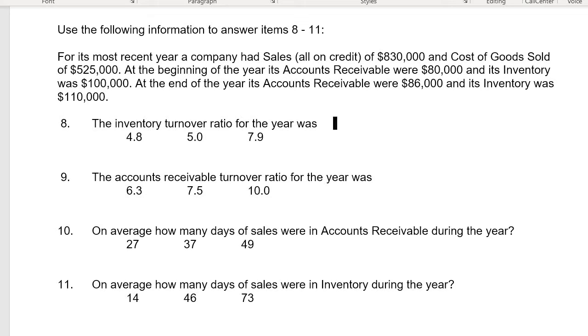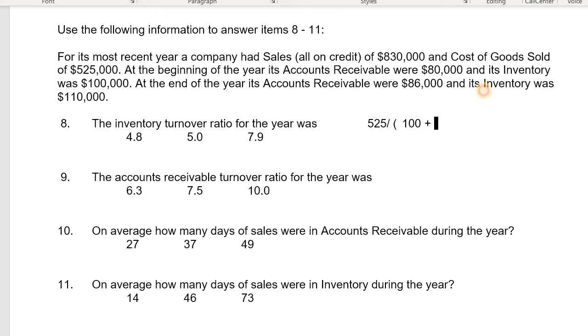So what's my cost of goods sold? $525. Right there, $525, cost of goods sold. I'm going to divide that by my average inventory. So let's figure out what the average inventory was. At the beginning of the year, the accounts receivable was 80, don't care right now, and its inventory was 100. So the beginning of the year, the inventory was 100.